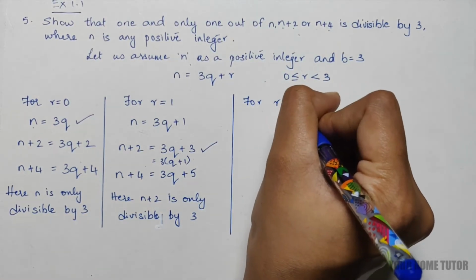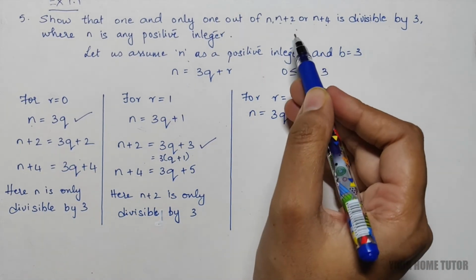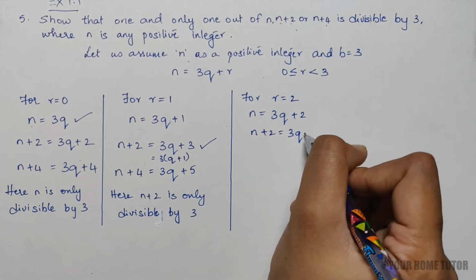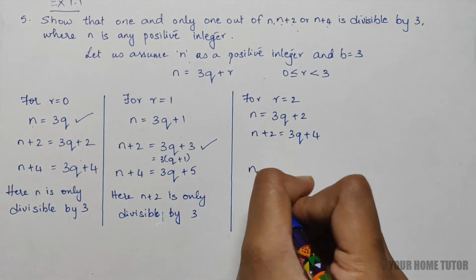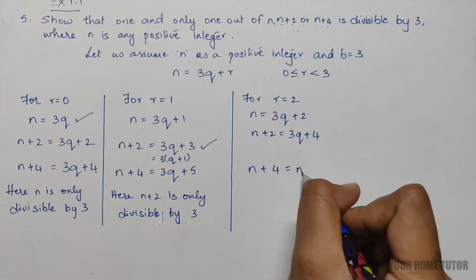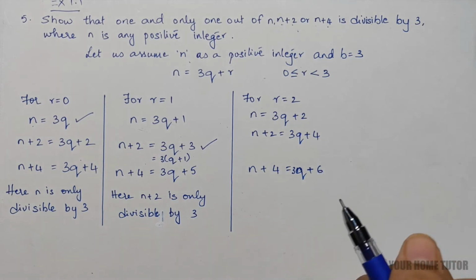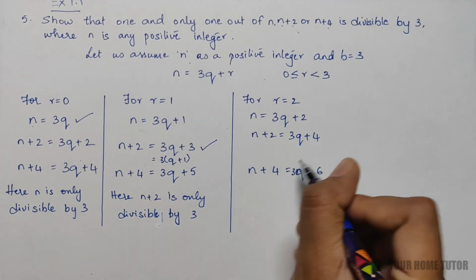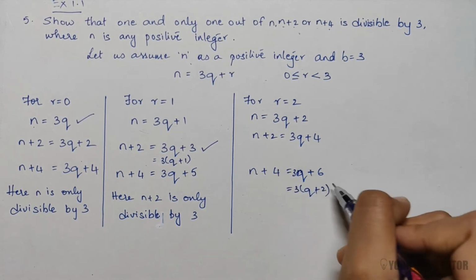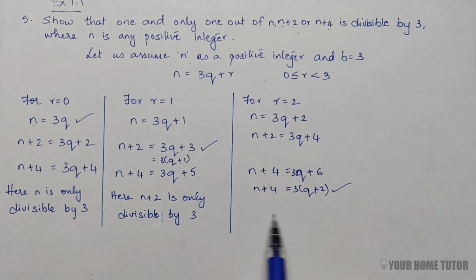For r equal to 2, n equal to 3q plus 2. n+2 will be 3q plus 2 plus 2, 3q plus 4, and n+4 will be 3q plus 2 plus 4, that would be 3q plus 6. So out of all the three equations, we can here take out 3 as common. So out of all the three equations, n+4 is only divisible by 3.